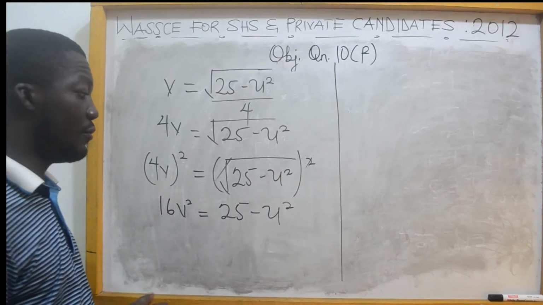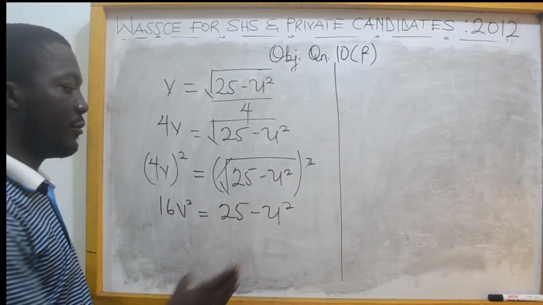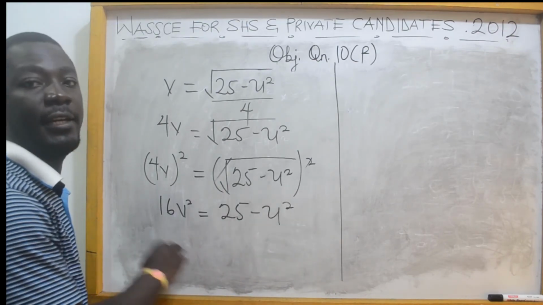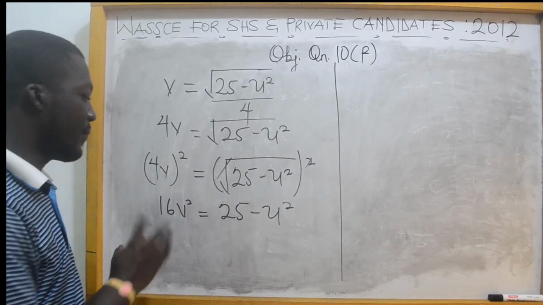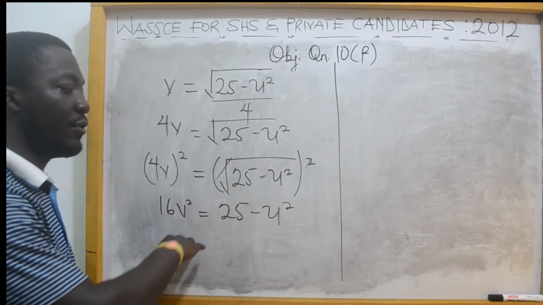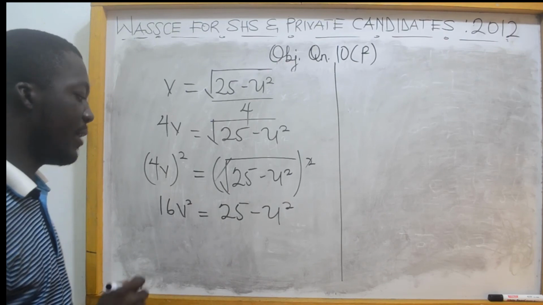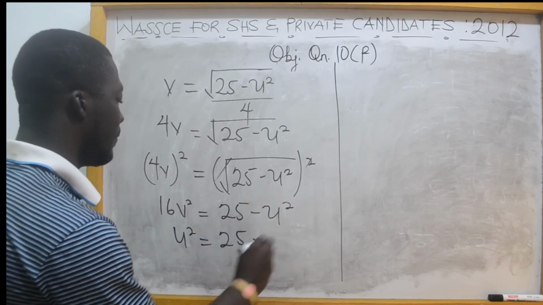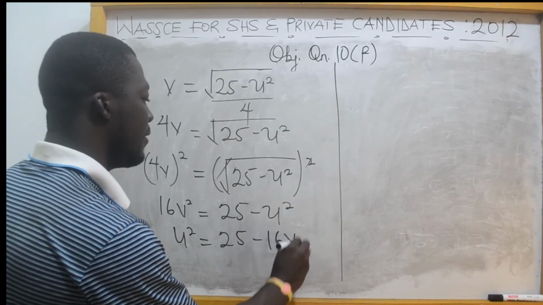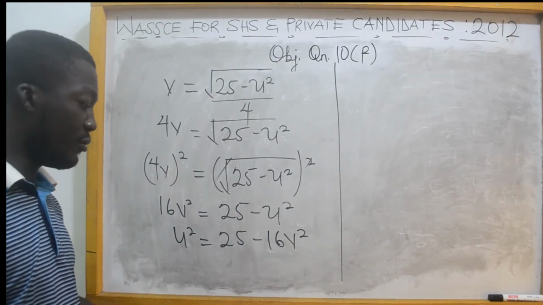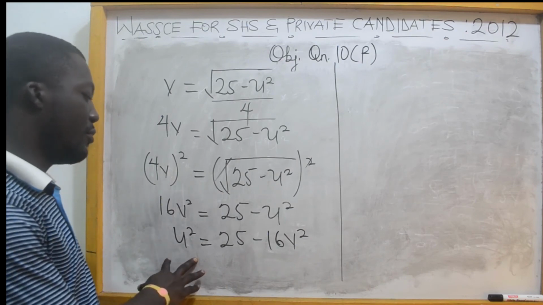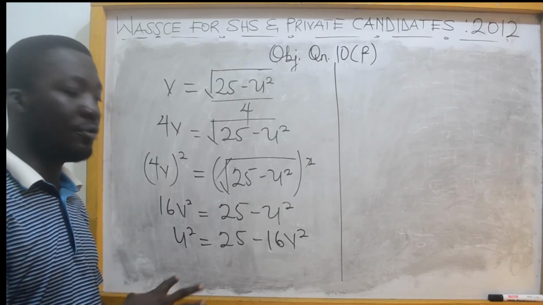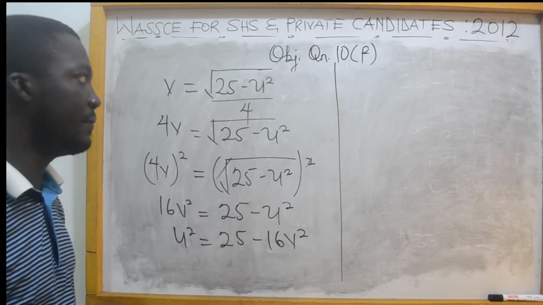I want the u to stand alone. I will transpose the negative u squared to the left hand side and it will become positive. Then the 16 v squared to the right hand side and it will become negative. So you get u squared is equal to 25 minus 16 v squared. We want to find u but not u squared. So we find u by taking the square root of both sides of the equation.